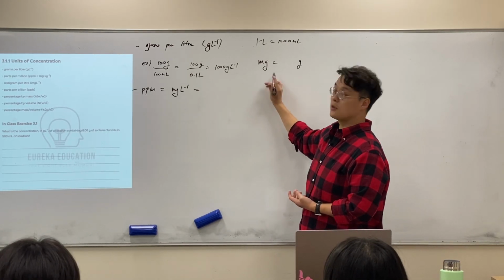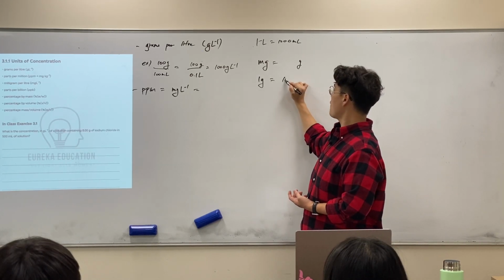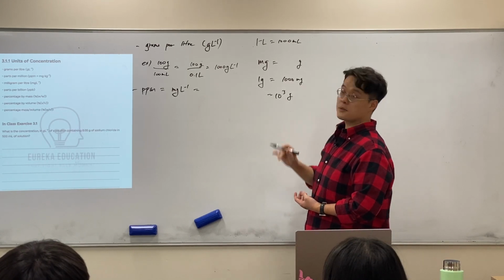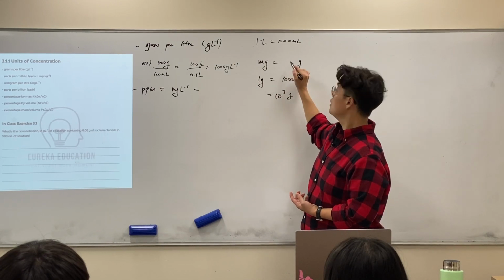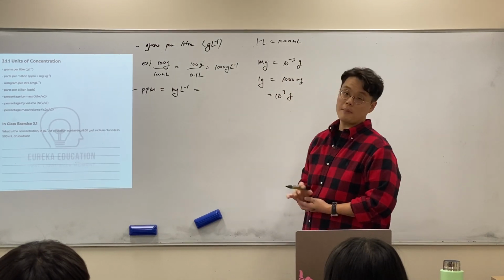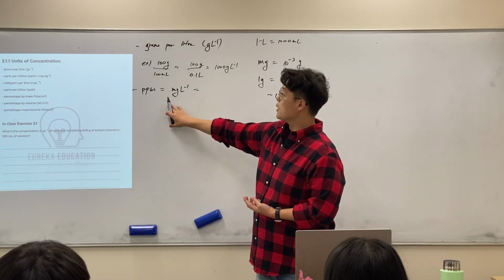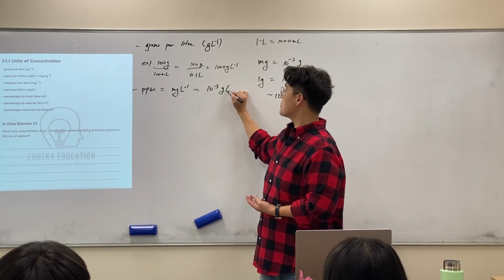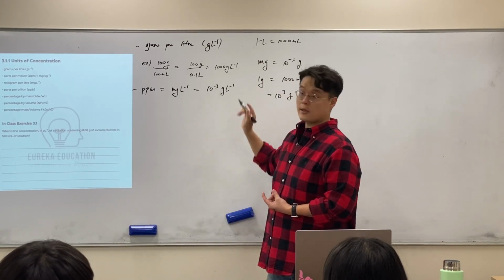1 gram is the same as 1,000 milligrams, which is 10 to the power 3 milligrams. Then what would 1 milligram be in grams? 10 to the power minus 3 grams. So can we say the milligrams per liter is the same as 10 to the power minus 3 grams per liter?